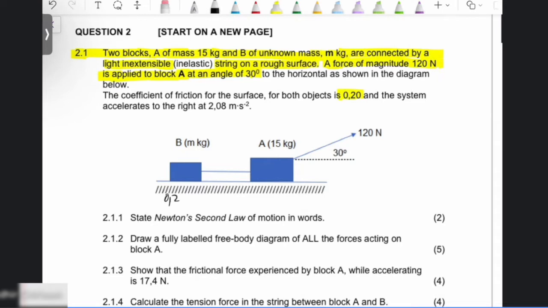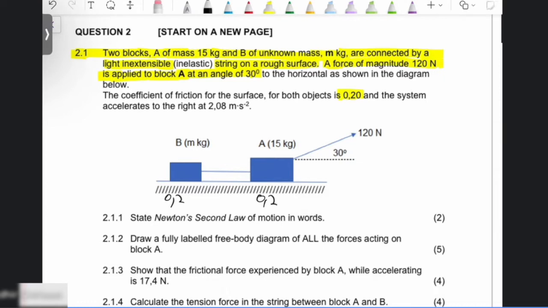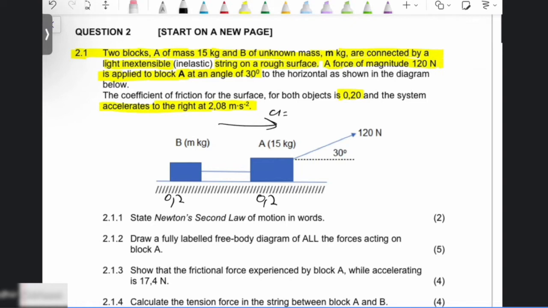That's rare, especially if it's of different masses, but it's fine. So 0.2, unless it's the same materials that we use. But anyway, 0.2 there is our coefficient. It says the system accelerates to the right at 2.08. So we know that we're actually moving in that direction. Acceleration is 2.08 meters per second squared. All right, now let's get into this here.